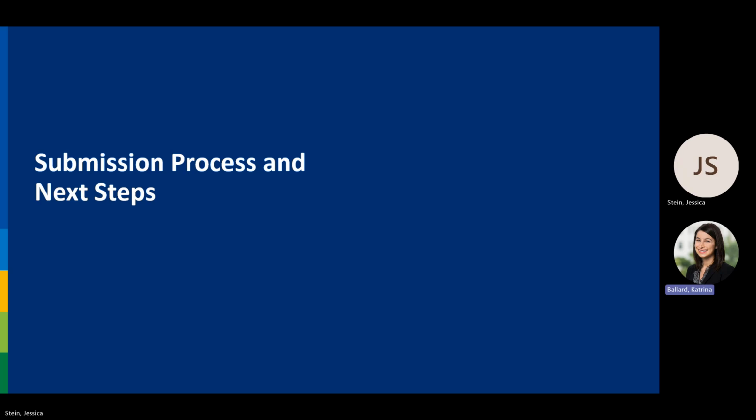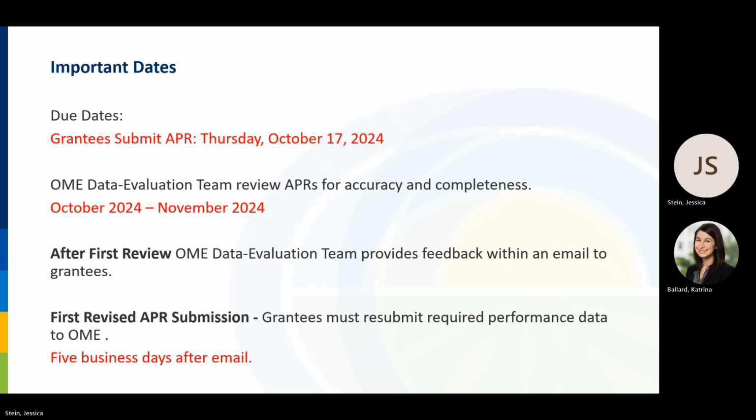To close out, we'll review some important dates and next steps. So APRs are due this year on Thursday, October 17th, 2024. The OME Data and Evaluation Team will review the APRs for accuracy and completeness between October 2024 and November of 2024. Then the OME Data and Evaluation Team provides feedback in an email to grantees. Based on this feedback, grantees who need to make corrections must resubmit required performance data to the OME within 5 business days after receiving OME's email.